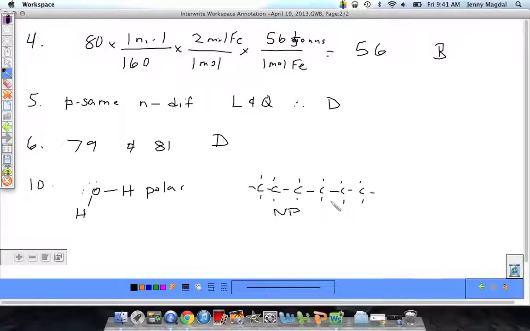But we'll check the other ones. Propanone has a double bond with an oxygen with lots of stuff on it, so that one will be polar. And then ethanol has an OH group, so that would be polar. So the only one that's nonpolar is B.